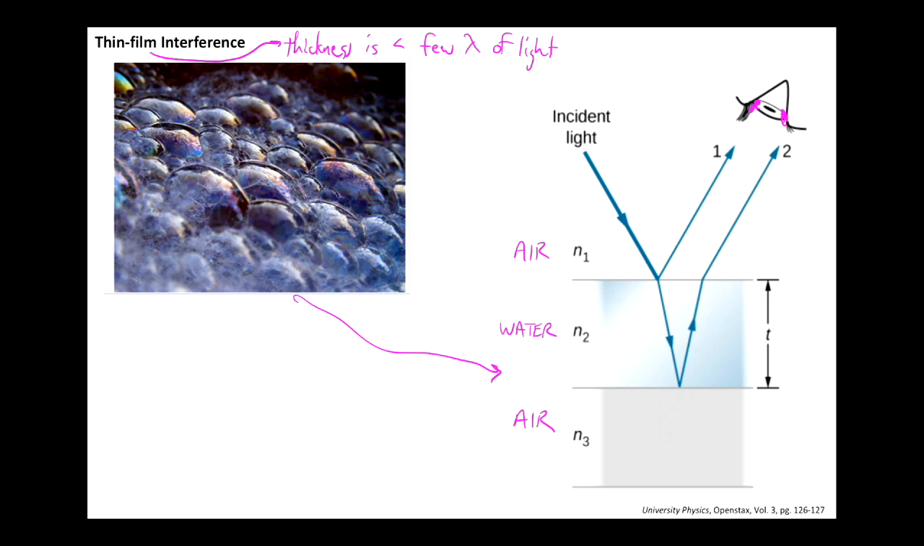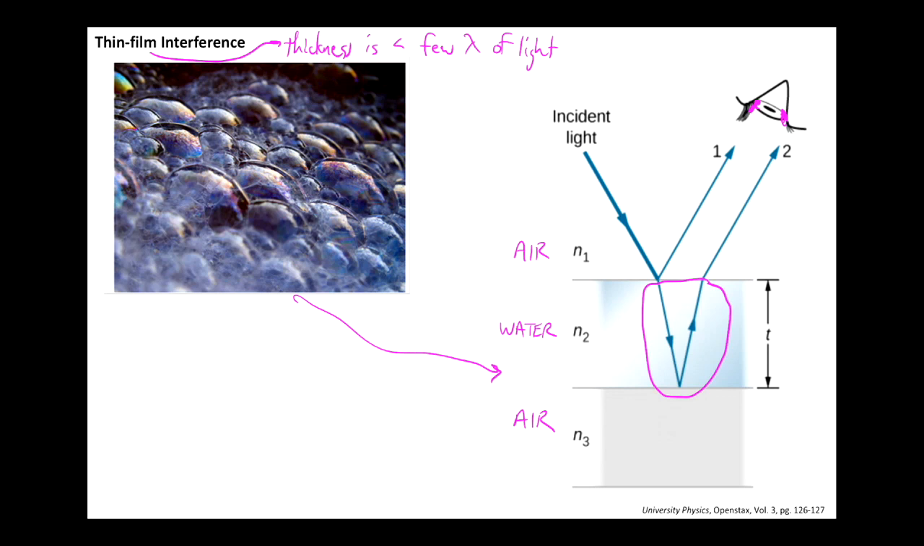Those two beams did not travel the same distance, right? Beam 1 just had a short path down and back off. Beam 2, however, had to go down to the bottom surface of the water, back up, and then back to the eye. So this length inside here represents the difference in the distance traveled by the two beams.